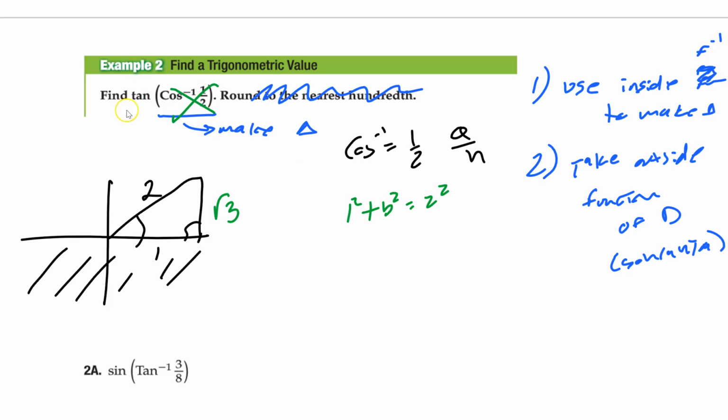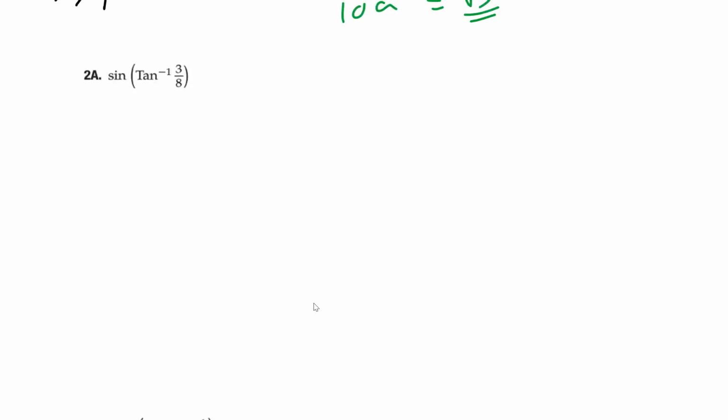All I do now is, what is tan of that triangle? Well, TOA. Opposite over adjacent. Rad 3. And that is it. That's literally all you have to do, is make a triangle with the inside, find the outside. So let's do another one.